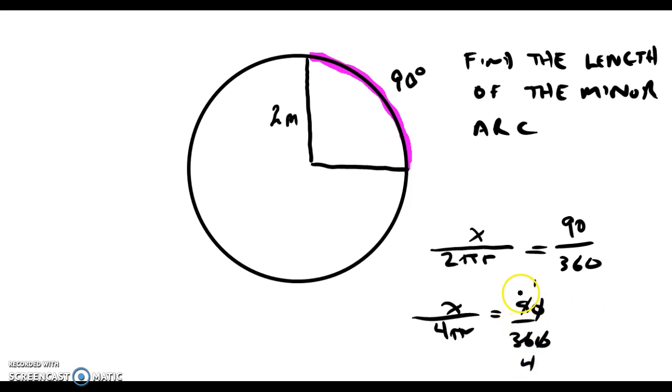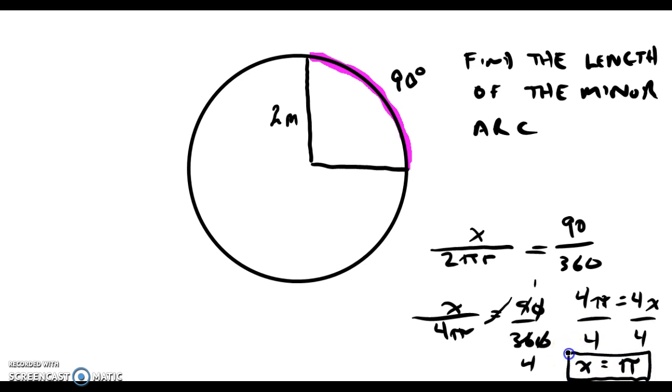Sorry if it's getting a little messy. 4 pi times 1 is 4 pi, which is equal to 4x, and we find out that x is equal to pi. Okay, so that's the distance of the minor arc. It's 3.14, whatever, because pi is irrational, it keeps going on forever, but that long in meters is pi meters. In other words, I should label it pi meters long.